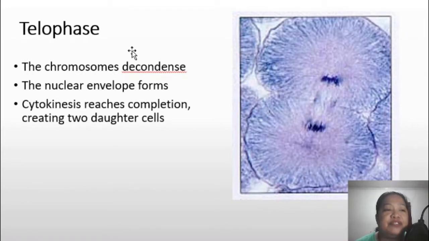So what happens after anaphase? Now, when the chromosomes are already at the opposite poles, the next stage is the telophase stage. So chromosomes decondense, the nuclear envelope forms. So, slowly, the nuclear envelope starts to develop. Cytokinesis. When we say cytokinesis, this is the division of the cytoplasm. So cytokinesis reaches completion, creating two daughter cells. So from one cell, after mitotic division, it produces two cells.